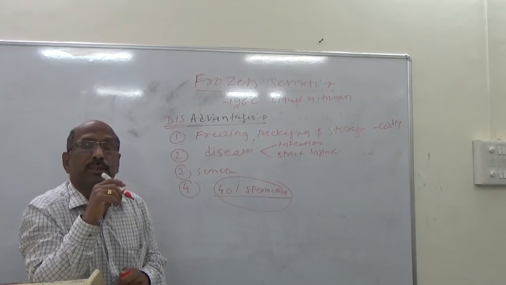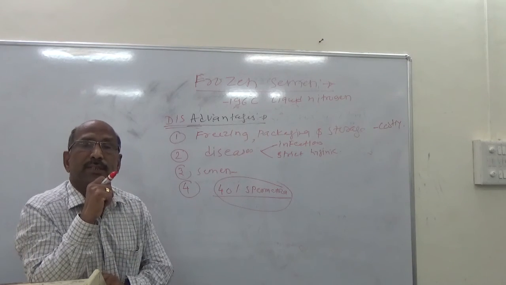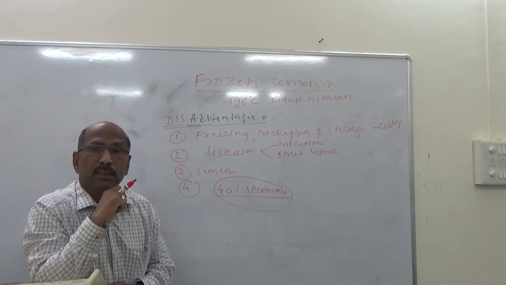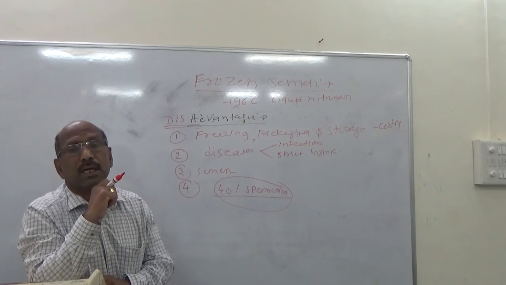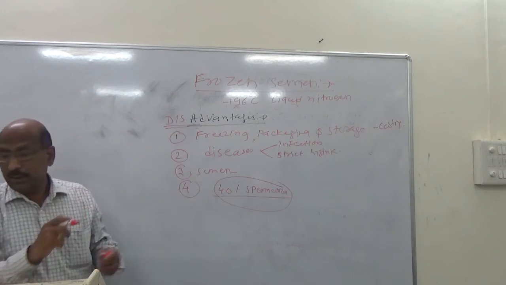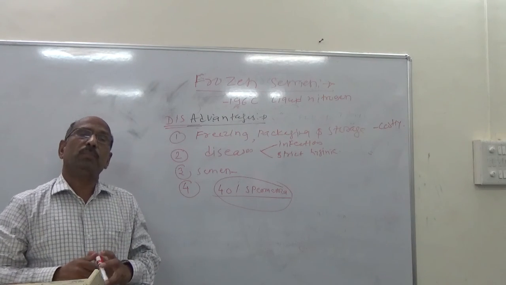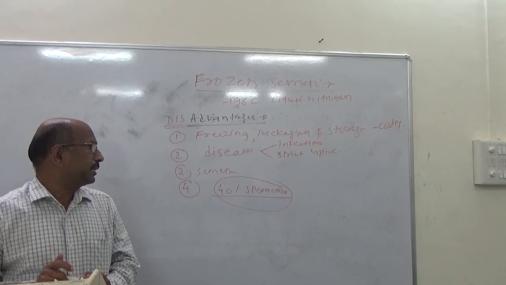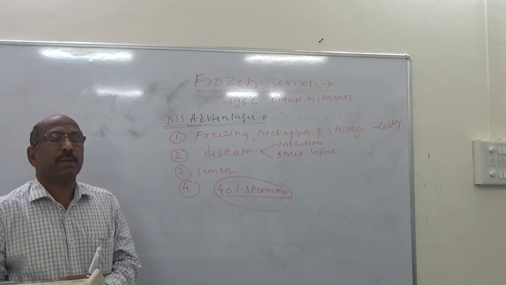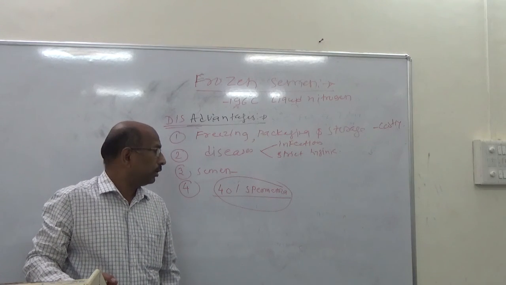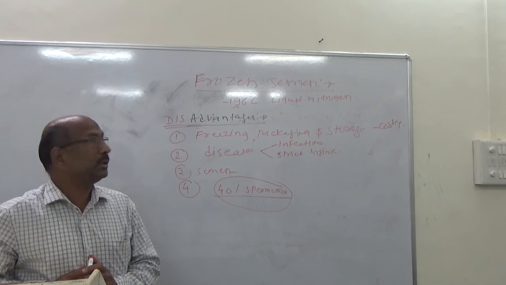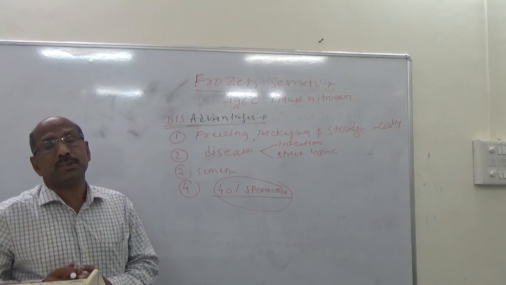So the disadvantages are: freezing, packaging and storage equipment is costly; there is a chance of spread of contagious diseases if bulls are infected or strict hygienic conditions are not maintained; semen of some bulls may not withstand the freezing process; and in the freezing process 40% of spermatozoa are killed, therefore more spermatozoa per insemination are required. These are the disadvantages of frozen semen.